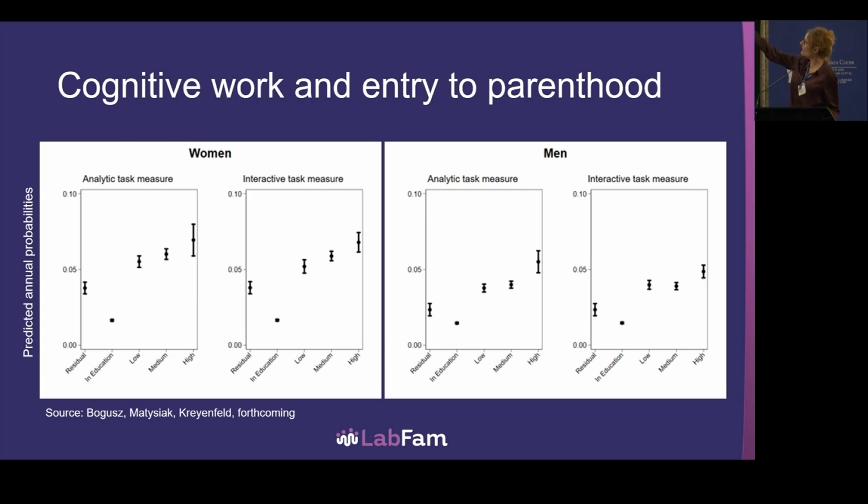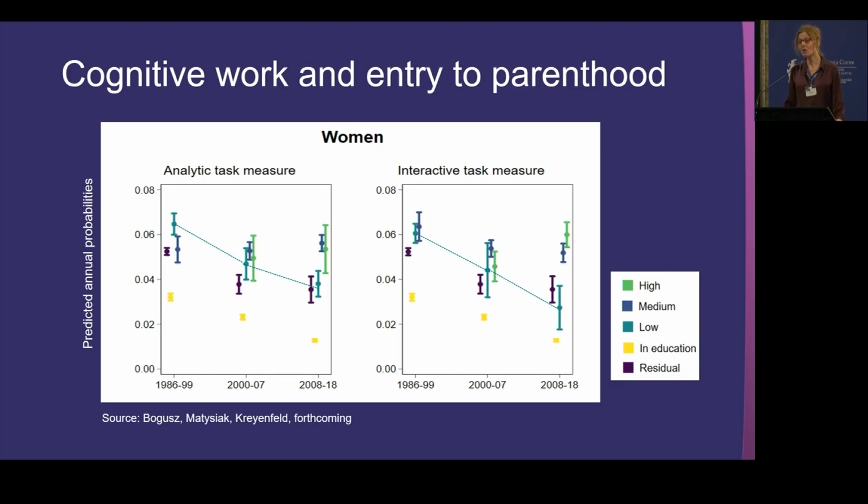For women, for the analytic task measures, this relationship is not very evident. For the interactive or social task intensity, it is already significant, while for men, the relationship between analytic cognitive task intensity and the entry to parenthood is more evident and stronger. Then, of course, these findings refer to the whole period, 1986 to 2019. So we also wanted to see whether there were any changes over time, consistent with what the structural labor market change research would suggest. So we looked at how these associations changed over time.